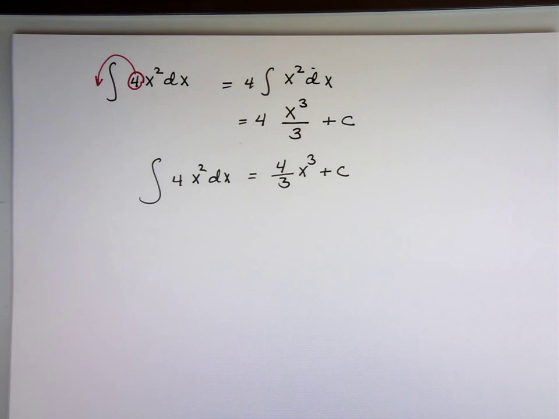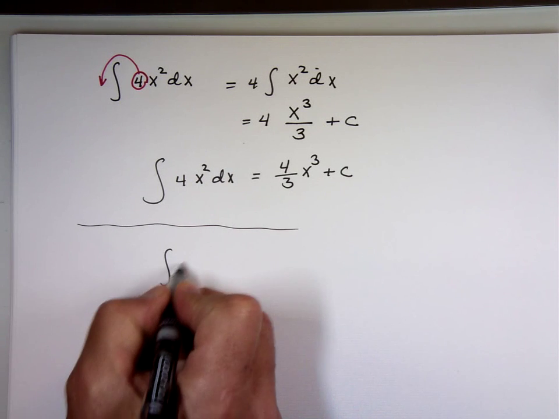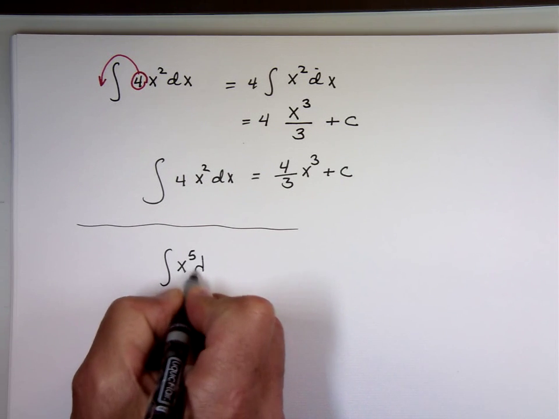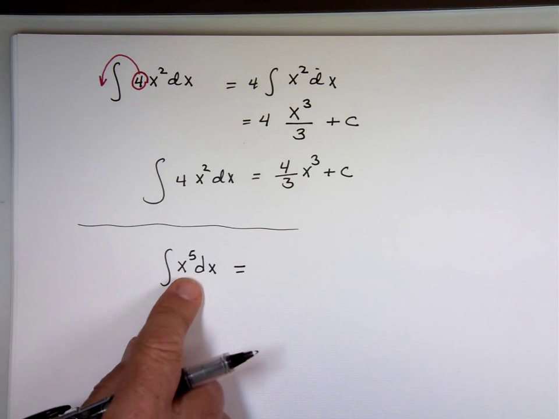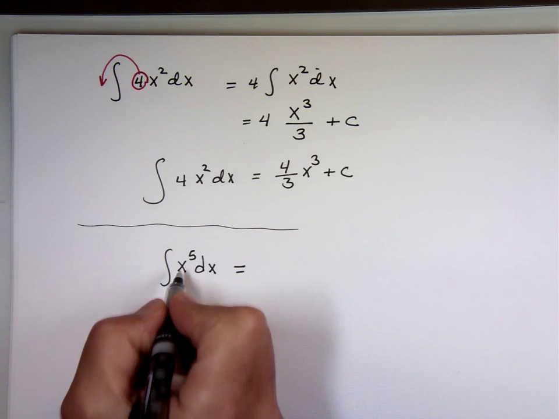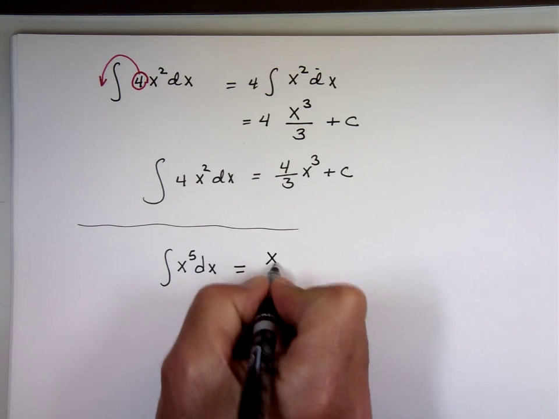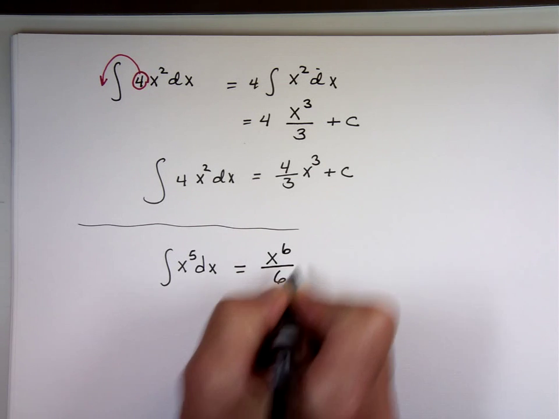When I gave you this question earlier, I think Brandon yelled the answer. Now you can do it without guessing. Add 1 to the power. This becomes x to the 6, divided by the new power, which is 6, plus c.